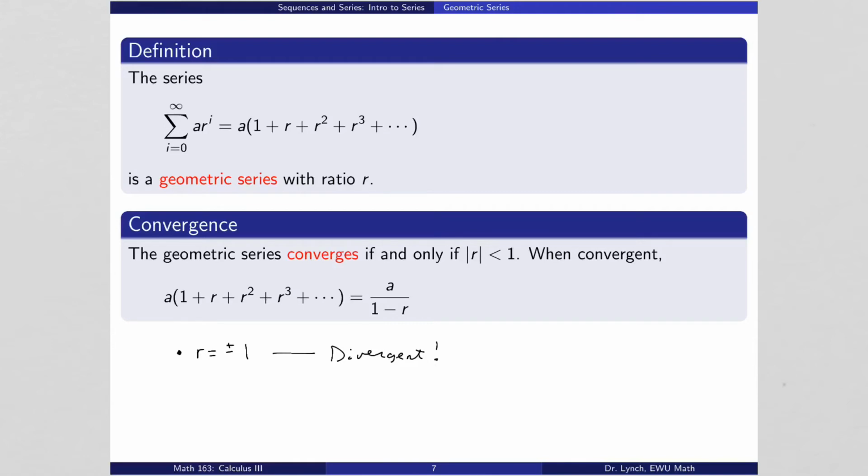And in the case where R is not 1, it turns out that we can express the sequence of partial sums S sub n just like we did before. And it turns out that that sequence of partial sums looks exactly like this. So we can solve this expression for S sub n just like we did with our 1/3 example.